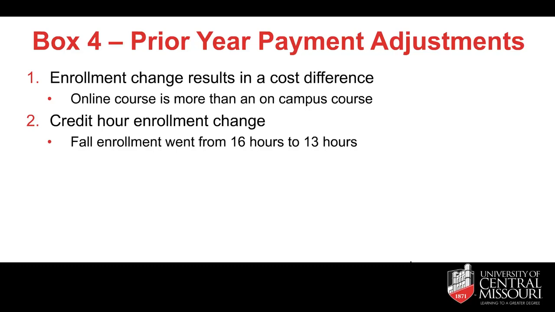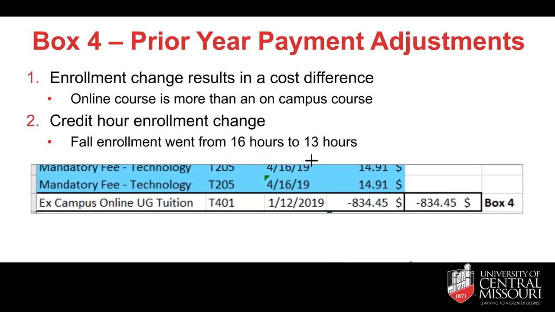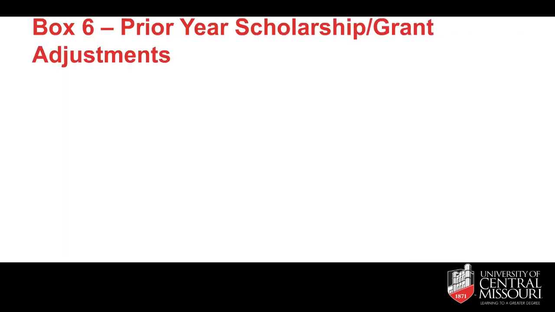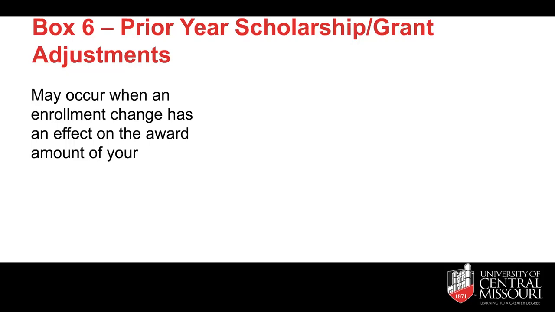Perhaps you enrolled in 16 hours when spring fees were charged in December, however, in January, you decided to drop a class, resulting in a credit for the class. Keep in mind, these adjustments only show up when there is an uneven exchange. Dropping a course in December and picking up a course in January for the same amount will result in a net change of zero.